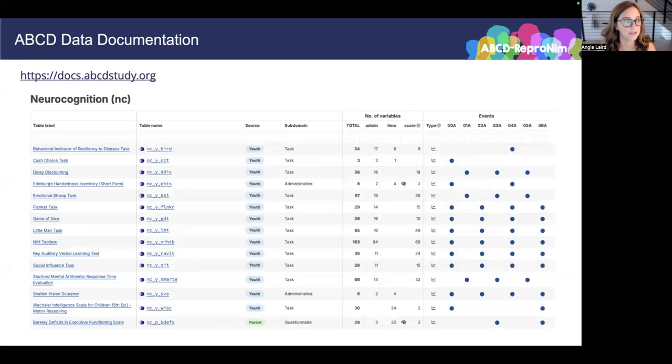And then this is another one for neurocognition. And again, a note in contrast to the previous slide with mental health, neurocognition are only collected at the annual and not the mid-year events. So this table is a little bit simpler.